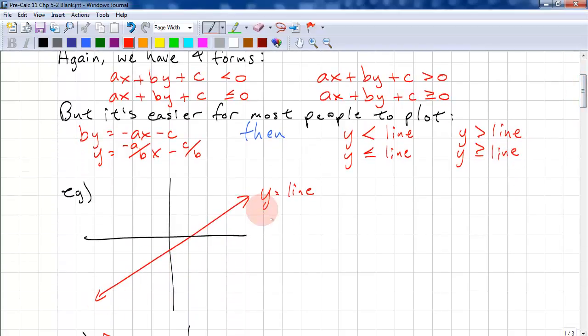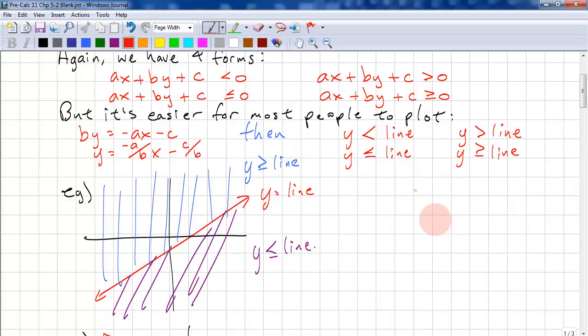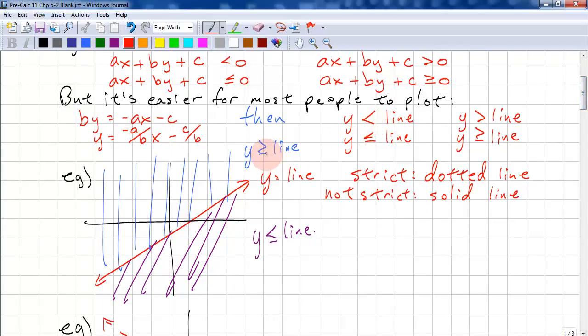And in general, we have this line. If we have this shaded in, we have y is greater than or equal to the line. And if we have this shaded in, that means we have y is less than or equal to the line. If we have a strict condition, we have a dotted line. Here, it's a solid line, so it means it's a not strict condition. So we have greater than or less than, but it's easier to think of above the line or below the line.